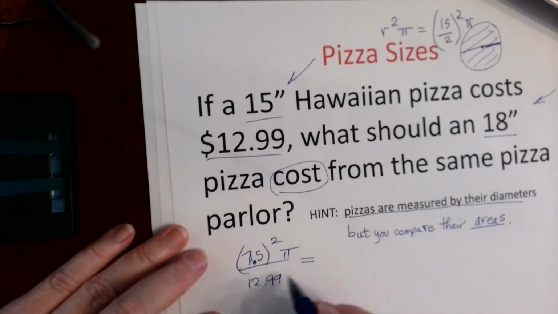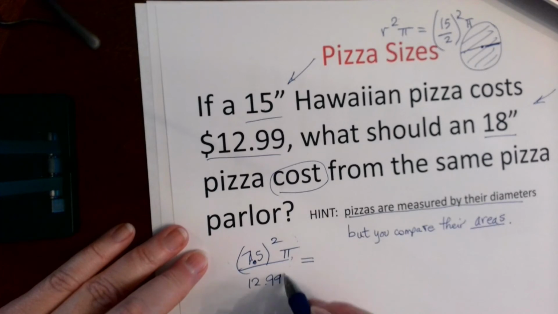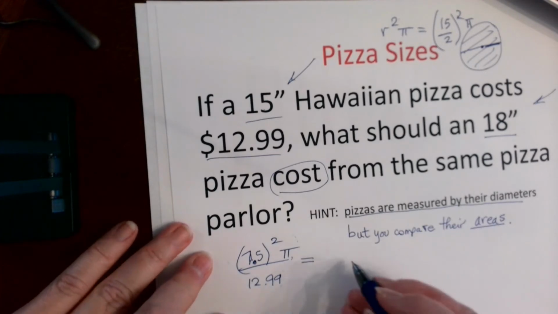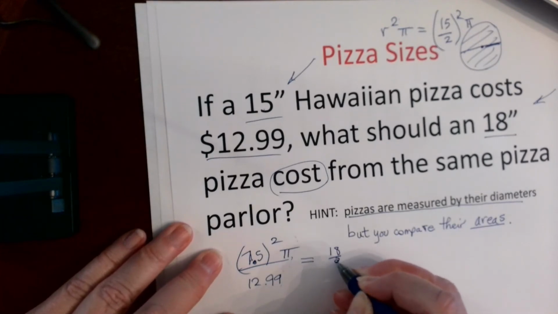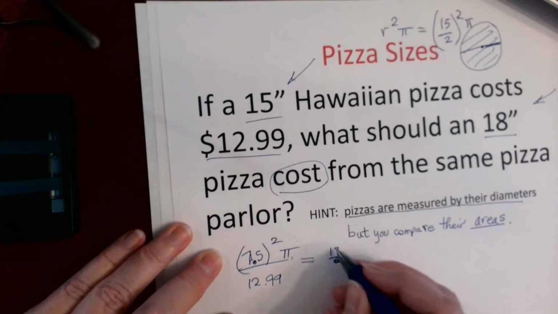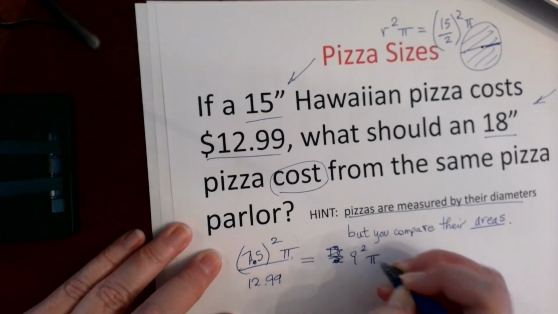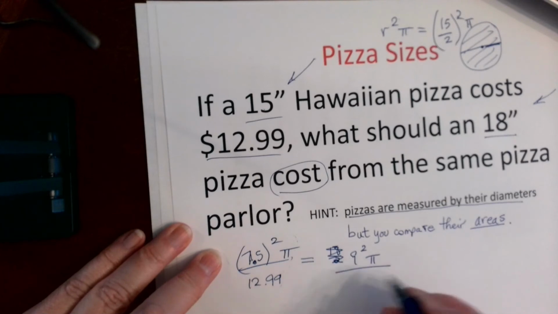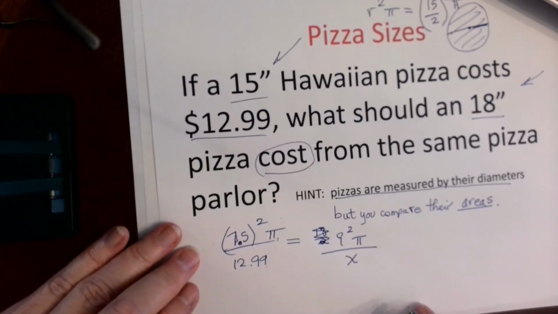Now we have 1 fraction. The area of this pizza times its cost. The other one needs to be area of this pizza. That's diameter cut in half. Let's just write 9 squared times pi. Radius squared times pi. And then the cost on the bottom. This will make them equal prices per area of the pizza.